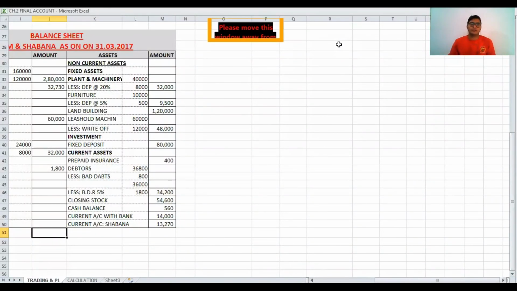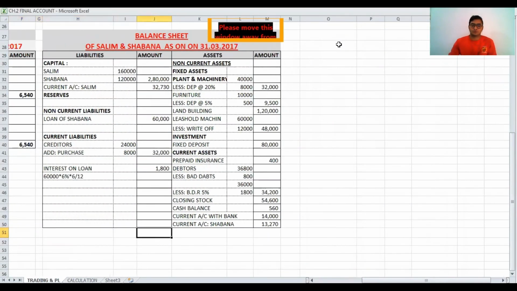And at last we have to close the balance sheet. Total of the liability side of the balance sheet is 4,06,530, and the total of the asset side is again 4,06,530. Now the totals of liabilities and assets are equal. So finally this sum for 11 marks is completed, and in the next class we are going with one another sum. Today's session is over.